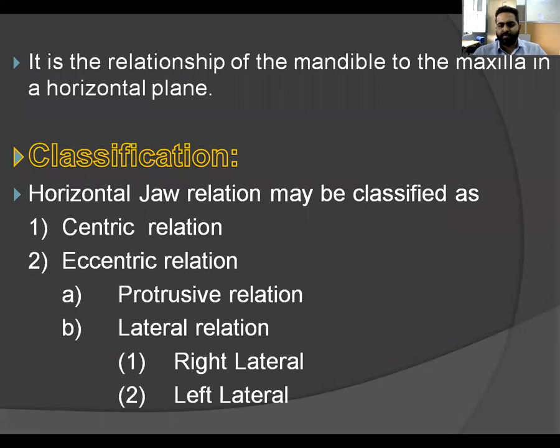Now we are studying the horizontal jaw relation. So basically, we have to classify. Again, it is classified into two categories, two classes. The first one is your centric relation, and the second one is your eccentric relation. Again, the eccentric relation is classified into protrusive and the lateral relations. That can be a right lateral and the left lateral.